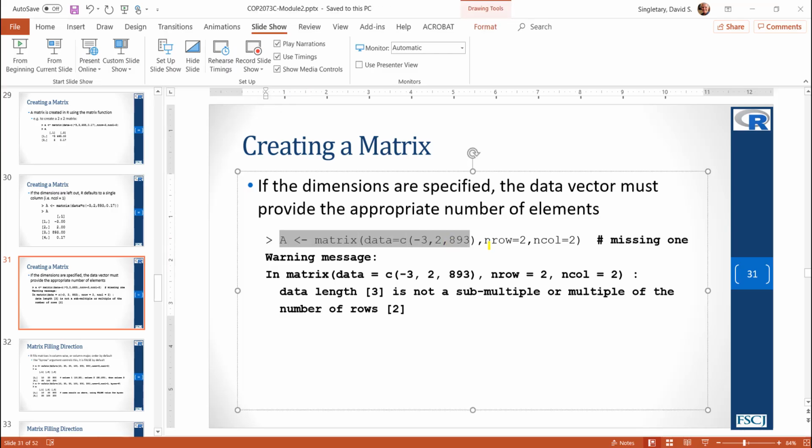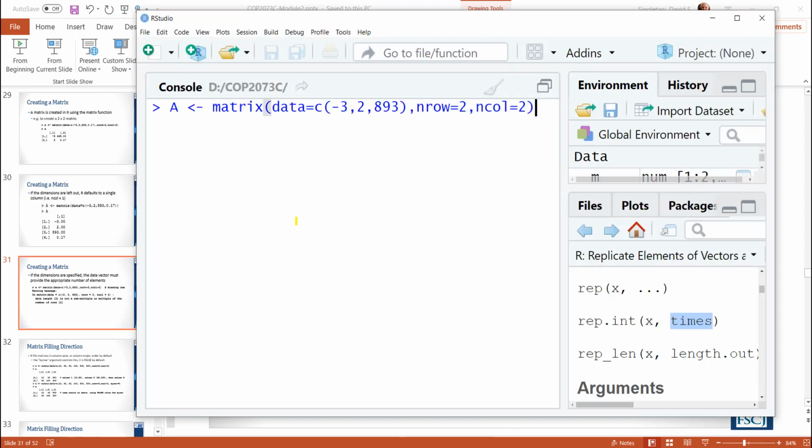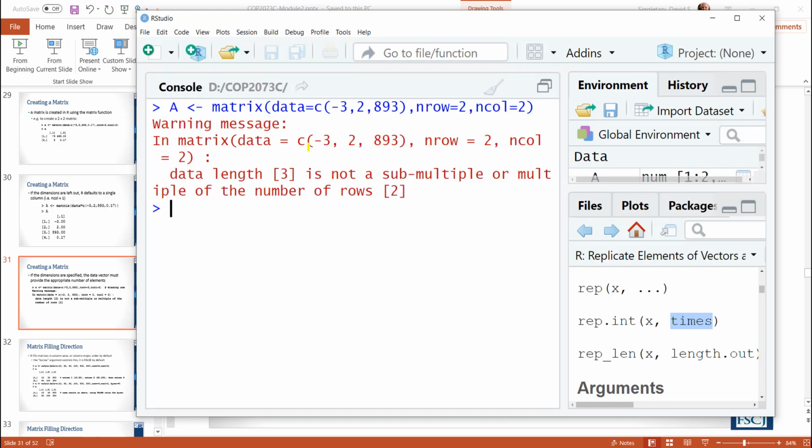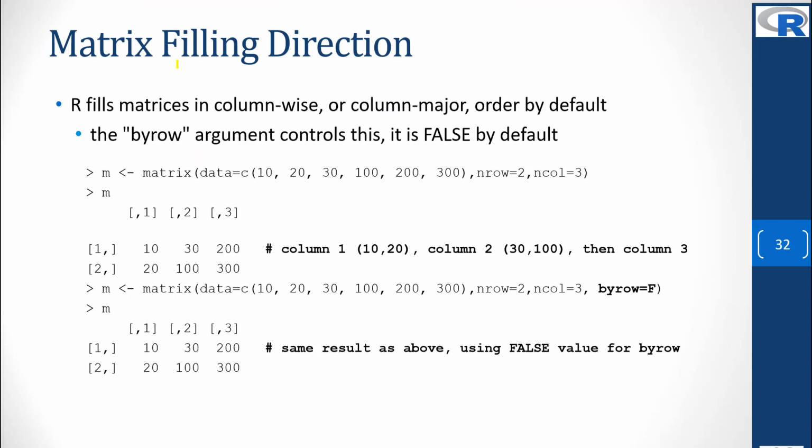So I'm just going to copy and paste this from the slides and create the matrix. There's our warning. So if we display A, what is it? Look what it did. It looks like it recycled that vector. So we had -3, 2, 893, and then it recycles and goes back to the first one, -3. If we want this behavior, then fine, but it's probably not what we want to happen. So you need to make sure that your data vector is the correct size to handle the dimensions of the matrix you're asking for.